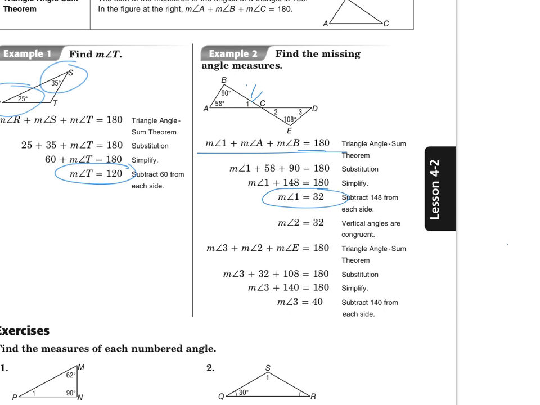Now we can find the measure of angle 2 because we actually have vertical angles in here, and we found out that when we have two lines that intersect to form vertical angles, that vertical angles are always congruent. Vertical angles are basically your opposite angles with a common vertex, but not a common side. So that leaves the measure of angle 2 to be 32 as well.